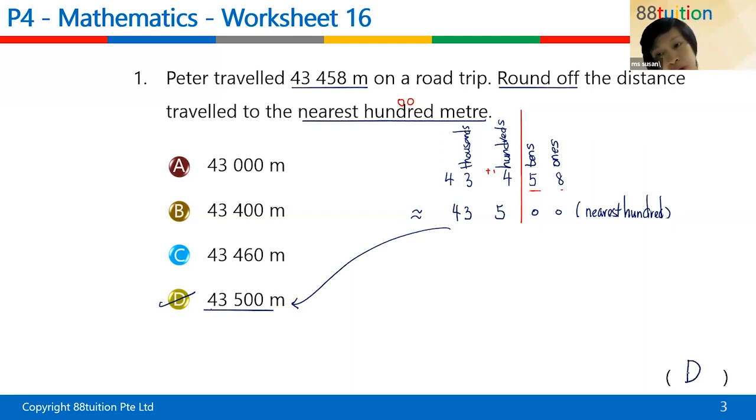So P4 rounding off is important. Do check that. Our keyword is you count the number of zeros in the place value. How many zeros do you see? Then you must draw a line and underline the place value next to it. Anything 5 and above, you plus 1 to round it off to the next place value.